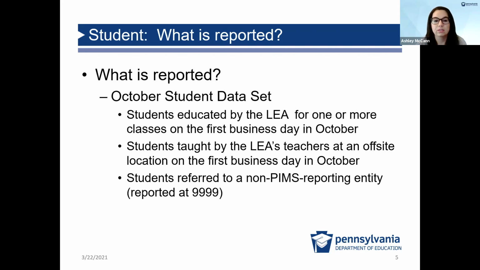And then students taught by the LEA's teachers at an offsite location. So this could be an IU rented space in a district building. That classroom is still considered part of the IU, so that would be the IU students. And then students referred to a non-PIMS reporting entity. Those students are reported at Quad 9.